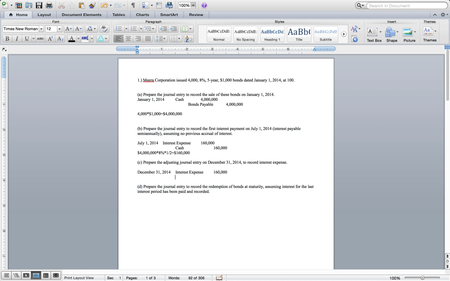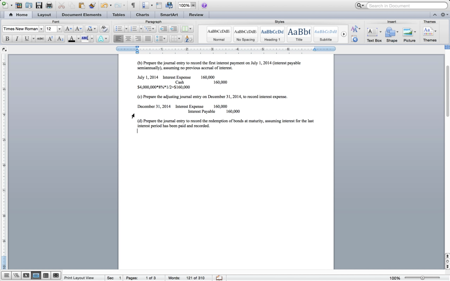Now, we're not going to credit cash because this one just says adjusting entry. That means the interest has been accrued but not yet paid. Okay. So you want to put this account to interest payable, which is a liability. And we're increasing that. So we credit it for the same amount, $160,000.